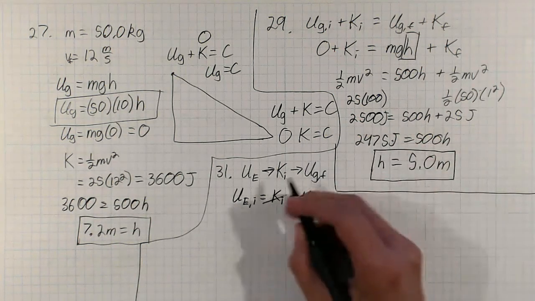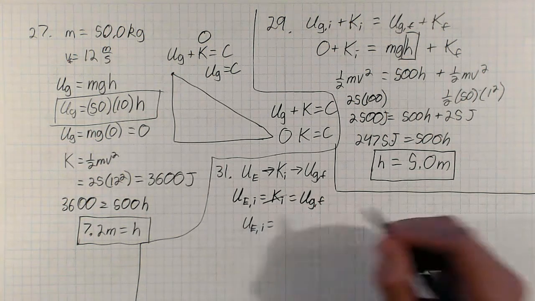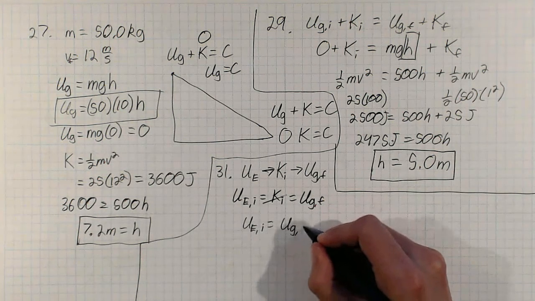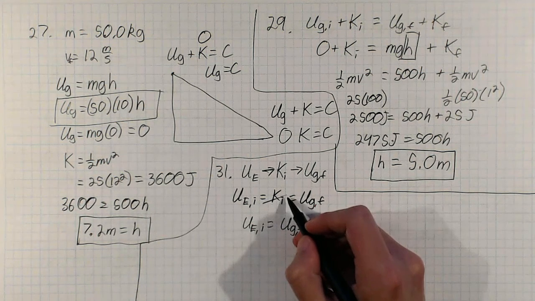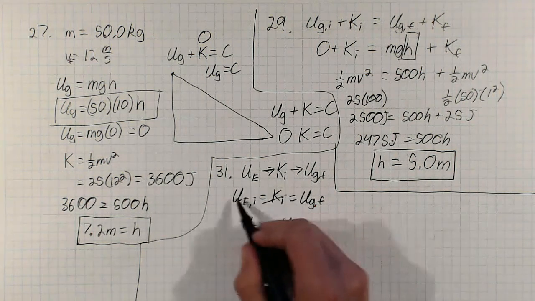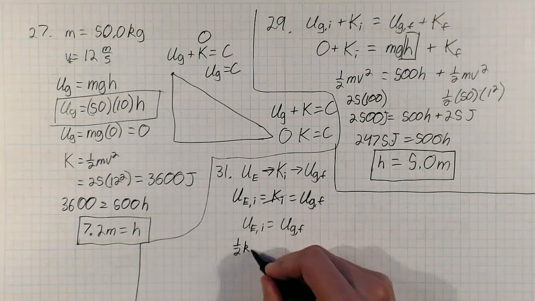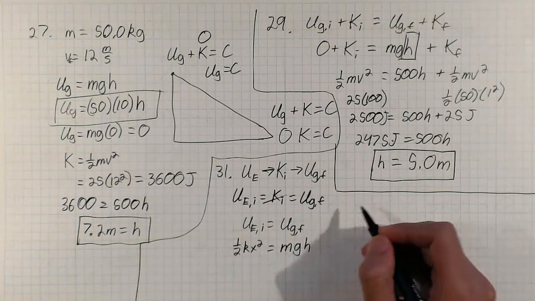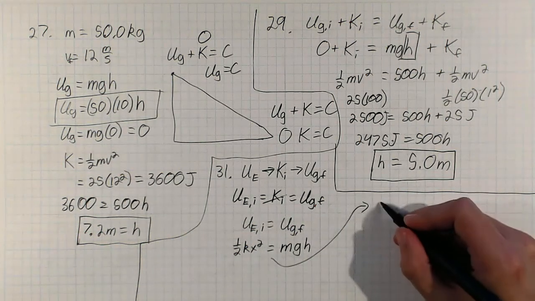So, we don't care about initial kinetic. We can just set the initial elastic equal to the final gravitational, because we wouldn't actually be calculating kinetic energy. We'd just be saying, okay, it's equal to this. So this is 1/2 kx squared is equal to mgh. So, I'll bring this over here so we have more room.